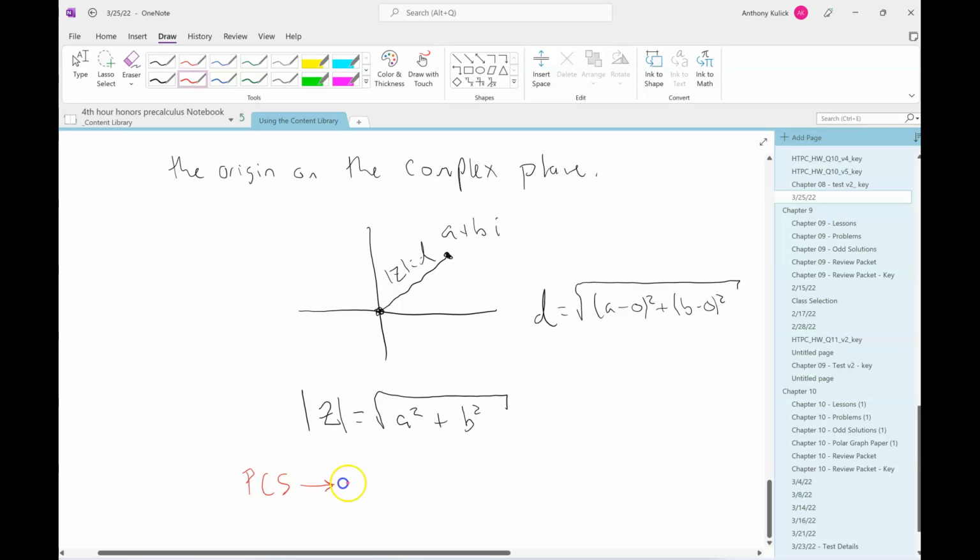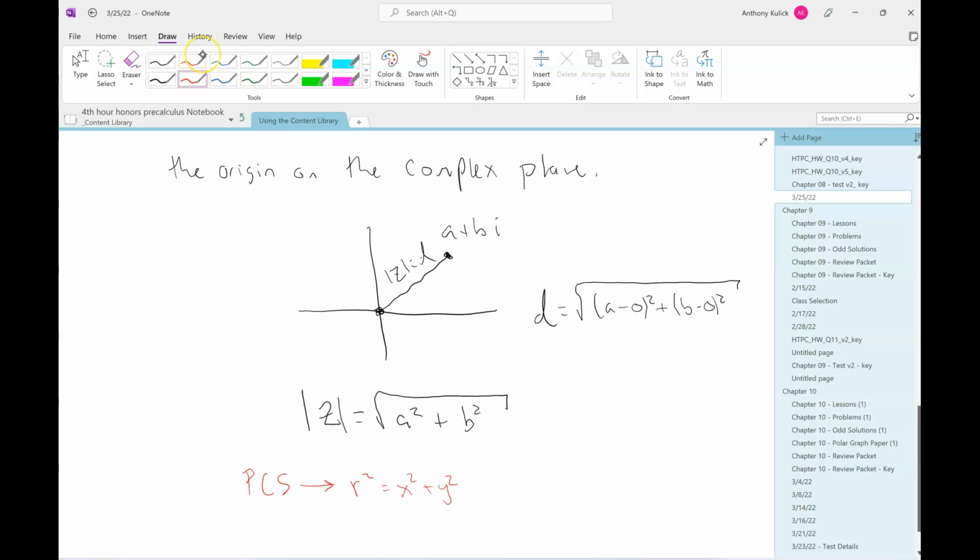Remember in the polar coordinate system, that r squared is equal to x squared plus y squared, right? What's a basically the same as? An x coordinate. What's b basically the same as? A y coordinate. And r would be the radius of the circle that passes through that point and is centered at the origin. Still basically the same thing.